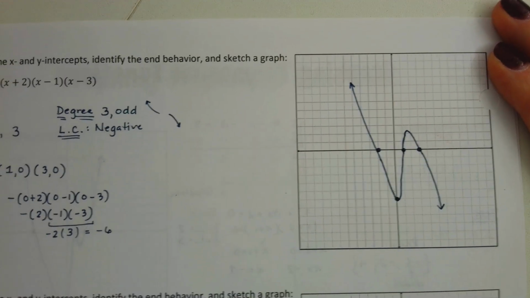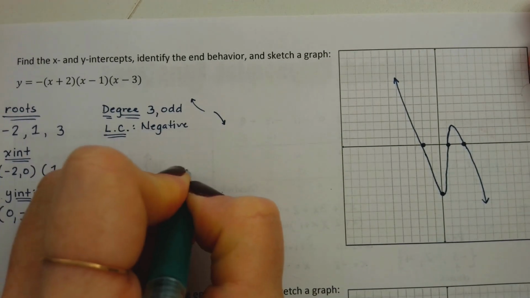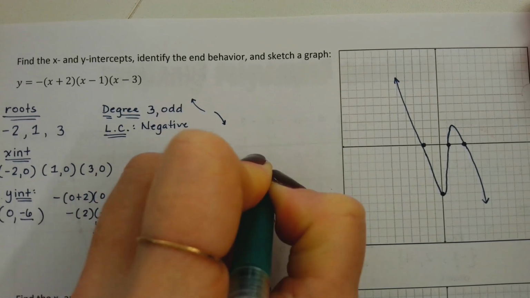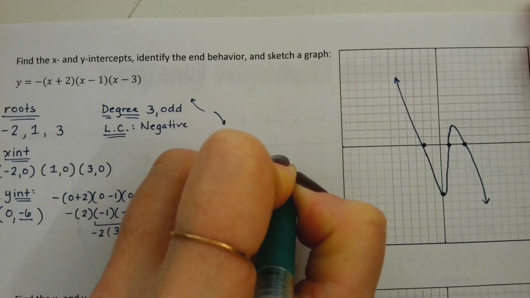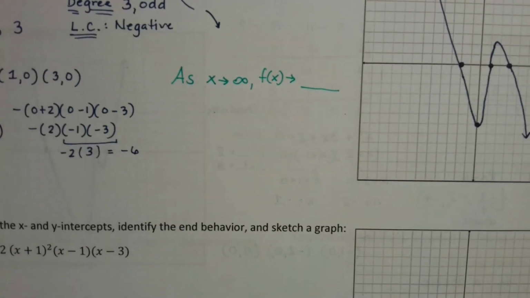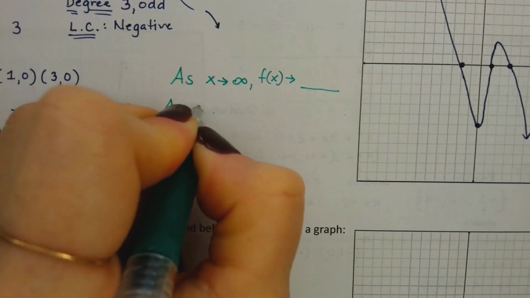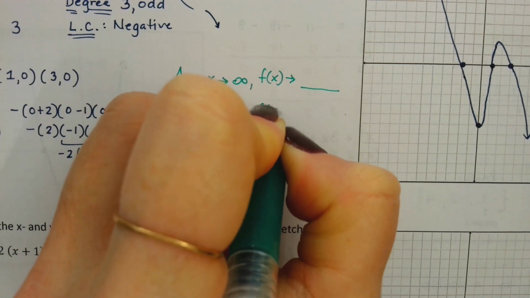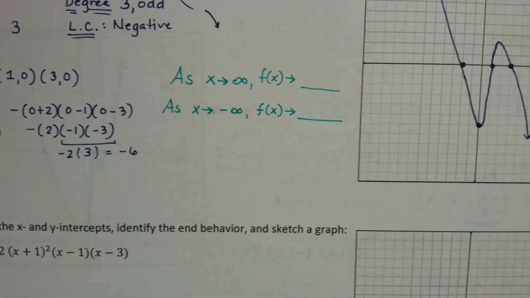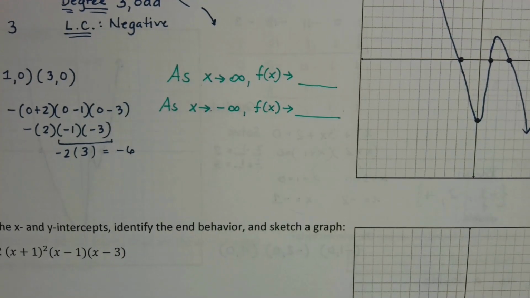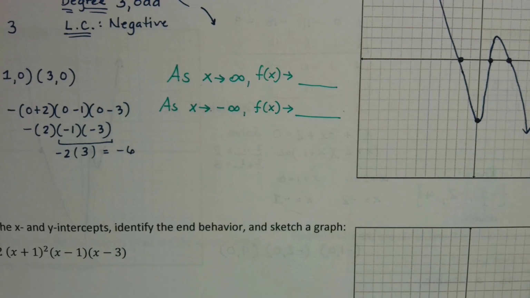We are going to write our technical end behavior now. Just remember there are 2 parts. As x goes to infinity, f of x goes to where? And as x goes to -infinity, f of x goes to where? And we only have 2 possible choices for a polynomial function. Either the y's are going to infinity if they're going up, or they're going to -infinity if they're going down.